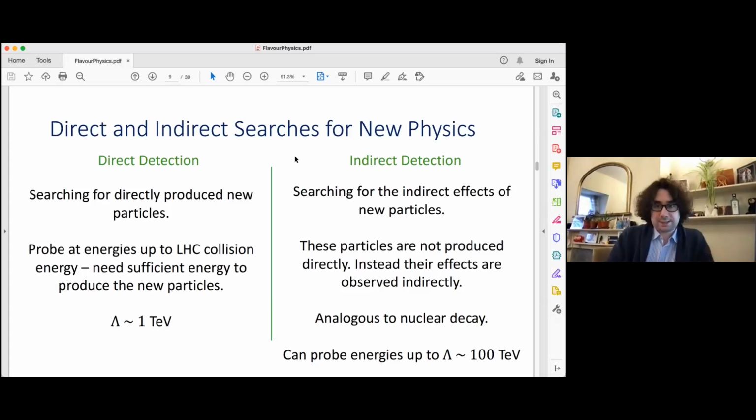I've also got this idea of indirect detection. Here I can search for the indirect effects and phenomena associated with new particles. These particles are not produced directly in this approach. Instead, we're observing their effects, in the same way that beta decay is influenced by the weak force, but we're never actually producing a W boson, the messenger boson associated with the weak force. We're just seeing its effects. These particles are involved in physics way away from their energy scales. And therefore, by looking at these indirect detection style measurements, you can probe energy scales up to around 100 TeV by making measurements at much, much lower energies. So what do I mean by this?